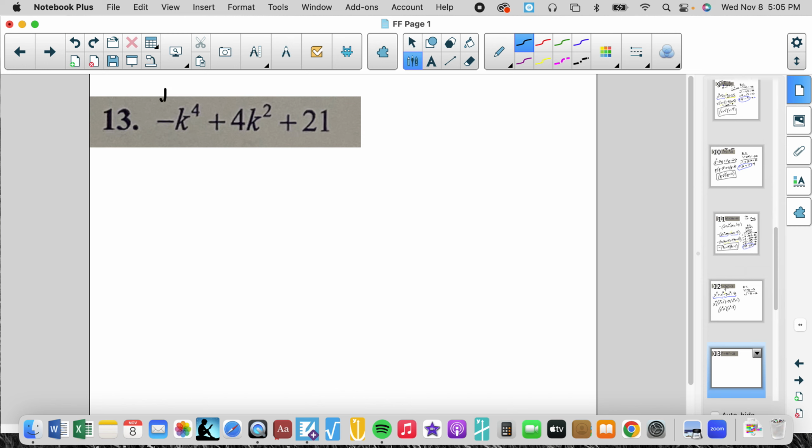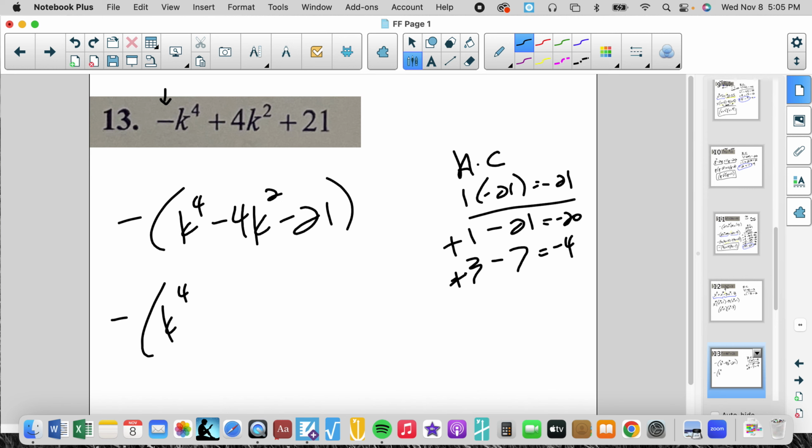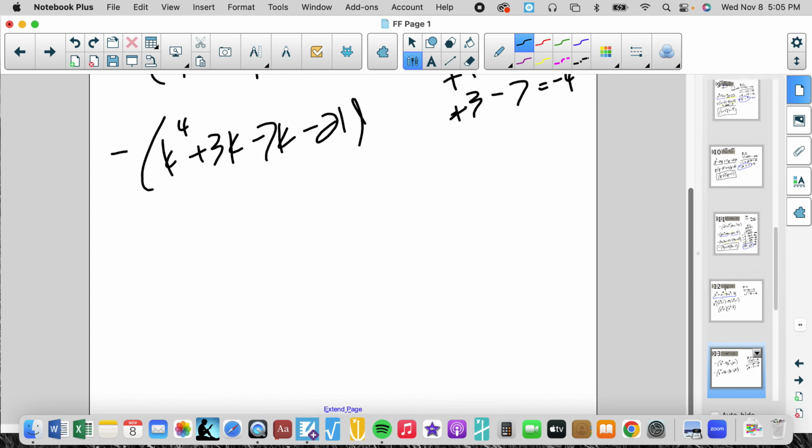So first term is negative, so I must factor out a negative. We get k to the fourth minus 4k squared minus 21. We have a times c, 1 times negative 21. 1 and 21, 3 and 7, signs are different. Bigger is negative. We get negative 7 and positive 3. So it is going to be k to the fourth plus 3k squared minus 7k squared minus 21. We're going to group.